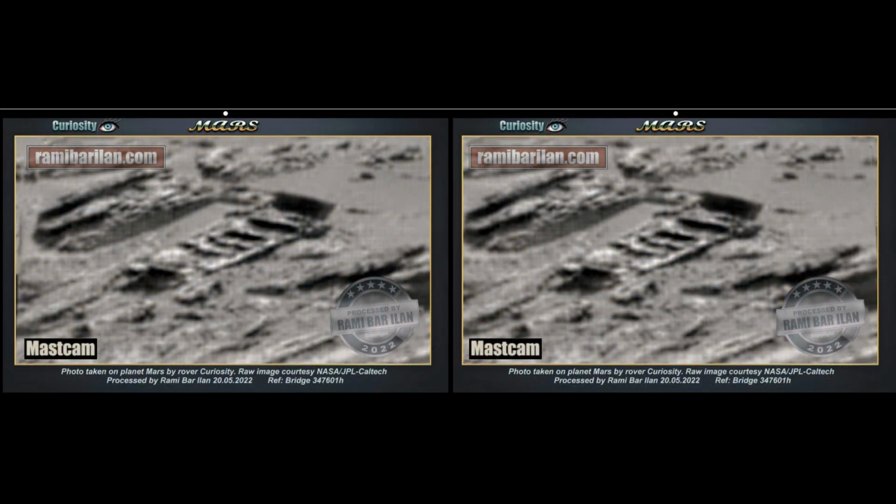And while we're talking about frameworks, here's a beautiful one that Rami found recently, and he calls it a bridge. Now, we have no idea what it might have been at one point, but I think the average person can look at this and tell that it's not natural.